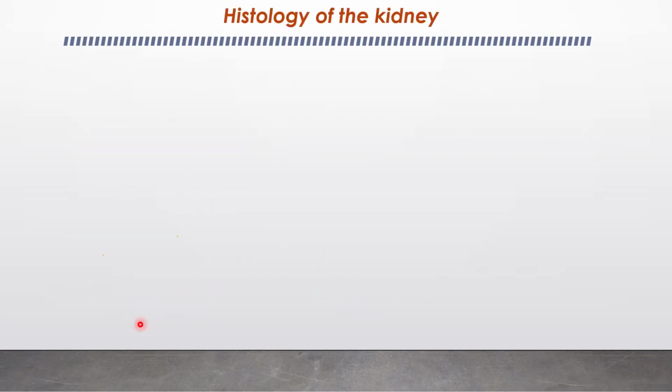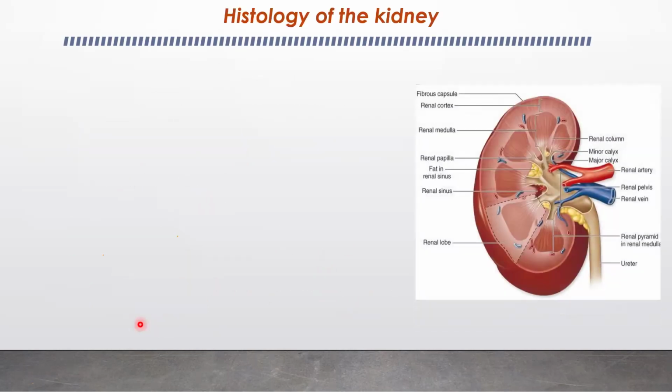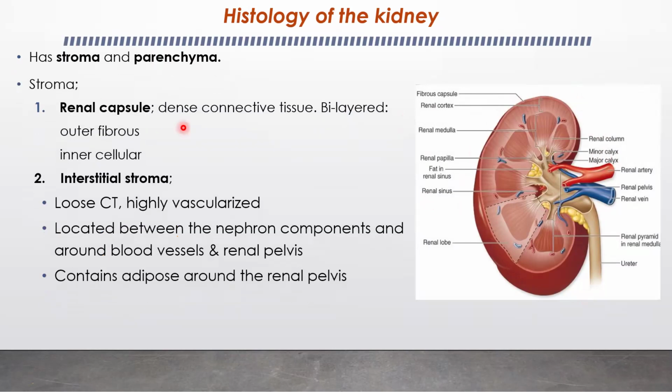Okay, so what is the histological organization of the kidney? We've talked about this, so let's try to appreciate its histological organization. It has a stroma and a parenchyma. The stroma is a connective tissue, and the parenchyma is the cortex and the medulla. The stroma has a renal capsule covering the whole of the kidney, and the renal capsule is dense connective tissue.